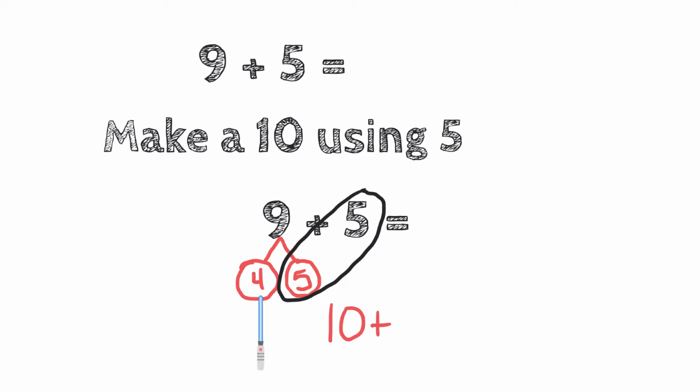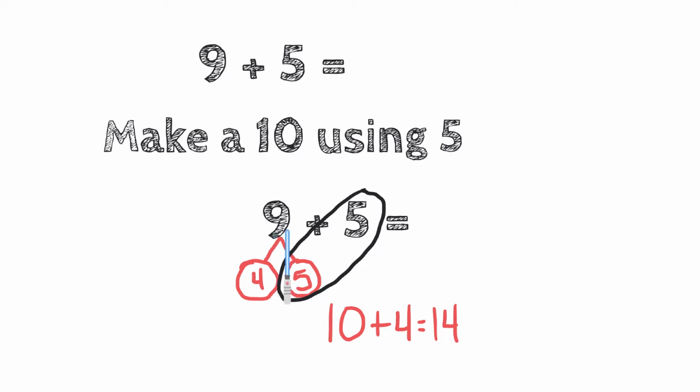Now we have this 4 left over, so let's plug it in over here. So now we have 10 plus 4. And what does that equal? Yeah, 14, just like we solved a second ago for the last problem. So here we made a 10 using the 5, and we wound up with 10 plus 4 equals 14.